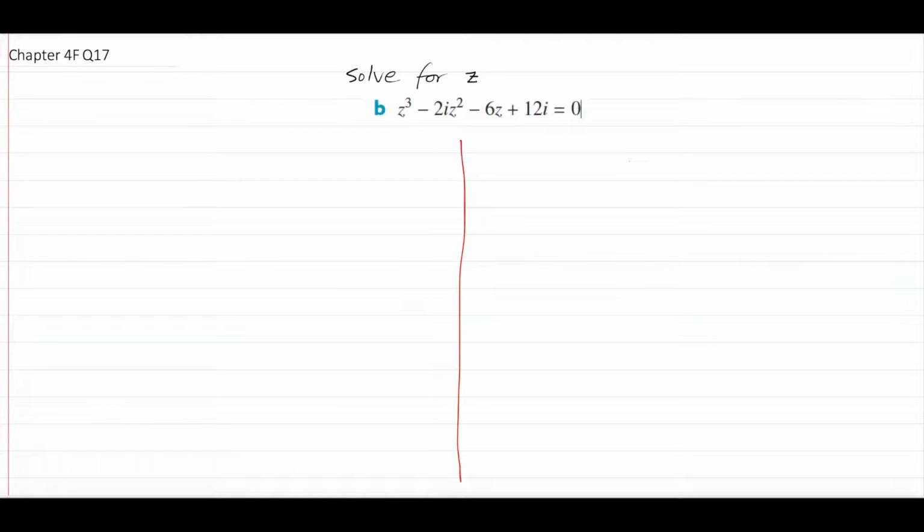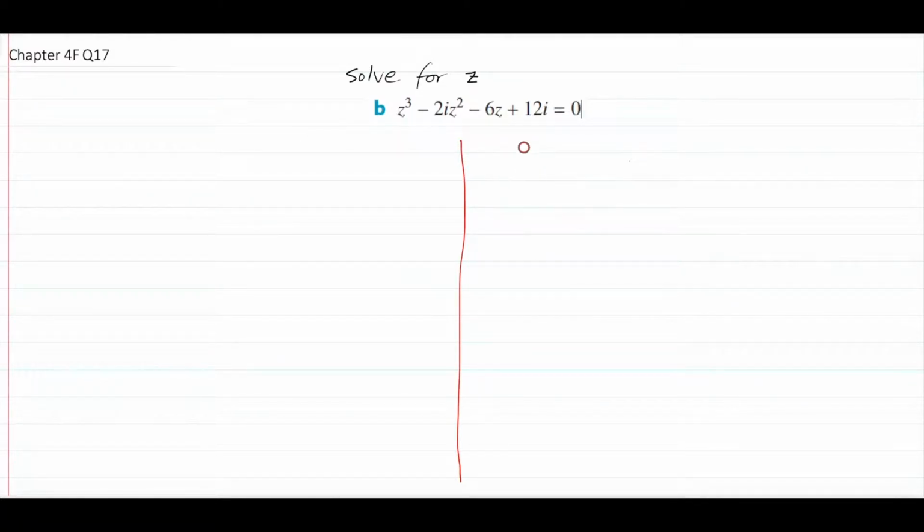Right, so question B, z cubed minus 2iz squared minus 6z plus 12i equals 0. And we're supposed to solve for z over the complex plane. Right, so this is a complex polynomial, and if you're solving for it, the traditional way is you use the factor theorem and then long divide, and then find all the factors and then just solve for z.